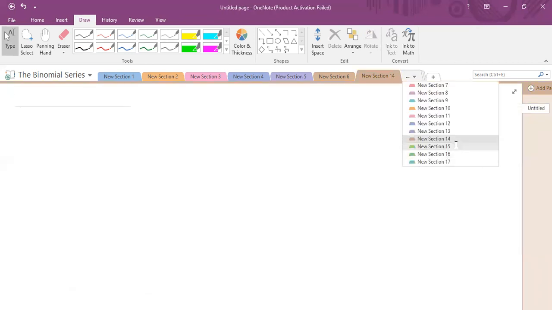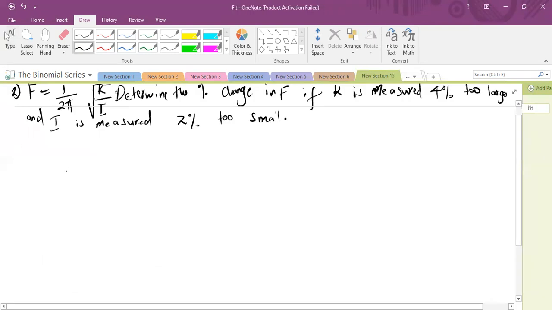So taking up another example, we are being told that f is equivalent to 1 over 2 pi, the square root of k over I. Determine the percentage change in f if k is measured 4% too large and I is measured 2% too small. So initially f was whole, the way it is. But now what is going to be our new f? Our new f is going to be, so we are going to input in the changes.